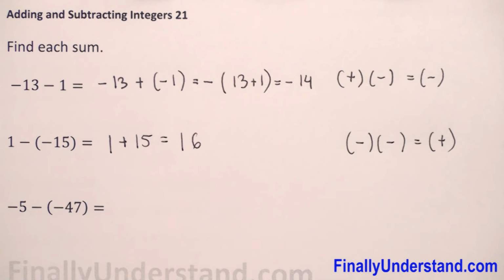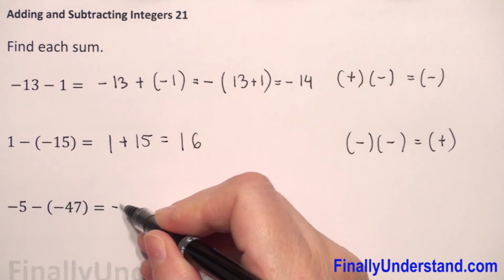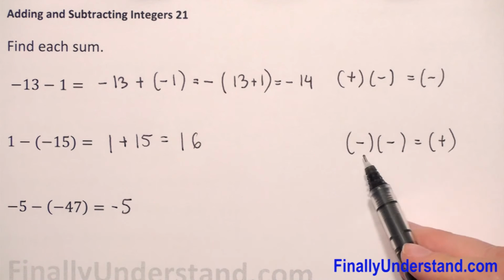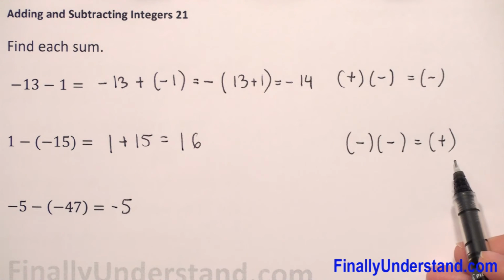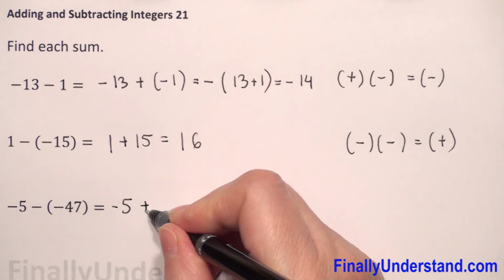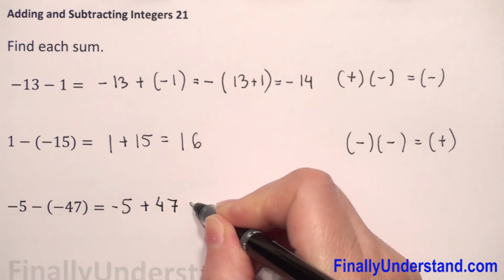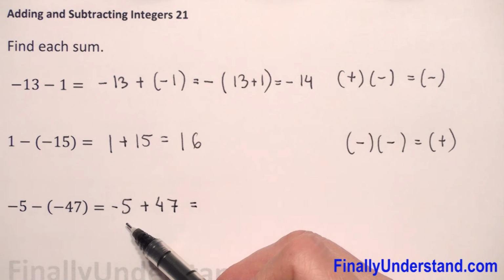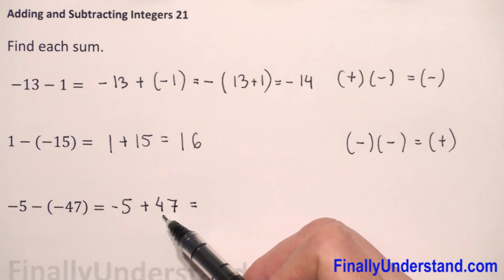Next example, we have negative 5. Let me copy this. Again, negative and negative. Two negative signs always give me positive. So we have plus 47. So this is equal. We have addition now of integers with different signs, negative and positive.